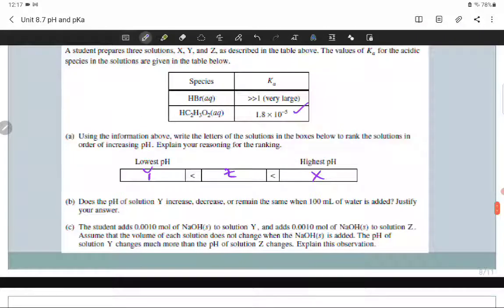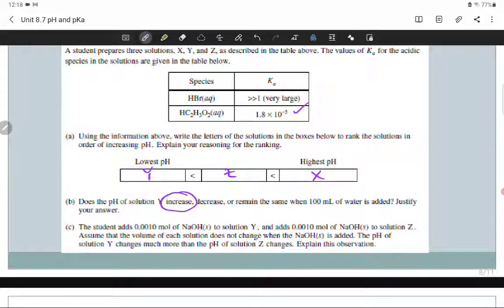Let's answer a couple other questions here. Does the pH of solution Y increase, decrease, or remain the same when water is added? Well, if you add water, all you're doing is diluting that sample. So I think the pH is going to increase because the molarity of H+ is going to go down and down and down as you dilute it.